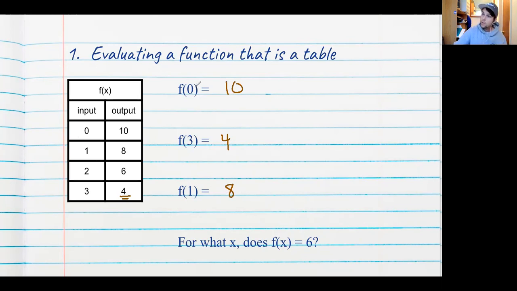We can ask this question a little bit backwards, though. We can ask, for what x, for what input, does f of x equal 6? So for what input are we going to get out 6? Where do we get out 6? We get out 6 right here. 6 is our output. The input that we used was 2. So for an input of 2, we get an output of 6.